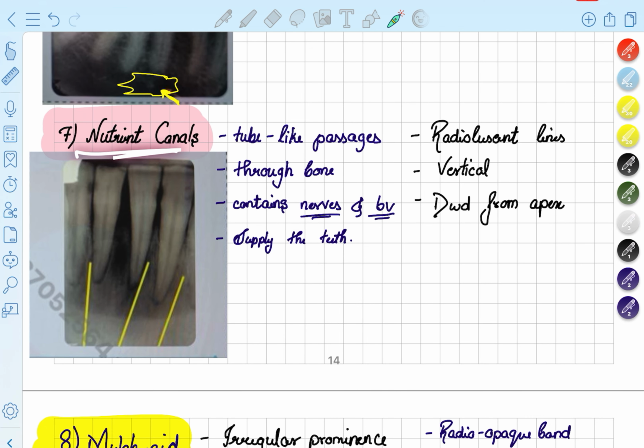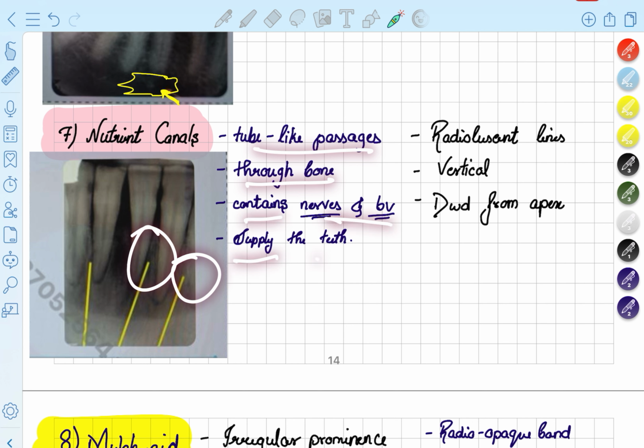The next is the nutrient canal. It is a vertical canal. As we can see here, it is a tube-like passage through bone, containing nerves and blood vessels that supply the teeth. It appears as radiolucent lines running vertically downward from the apex.